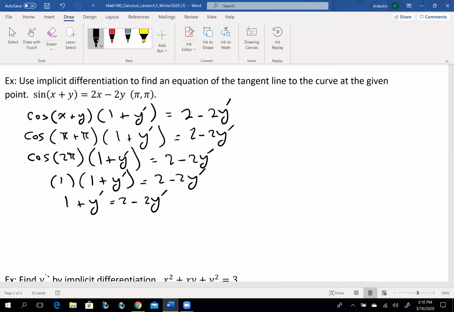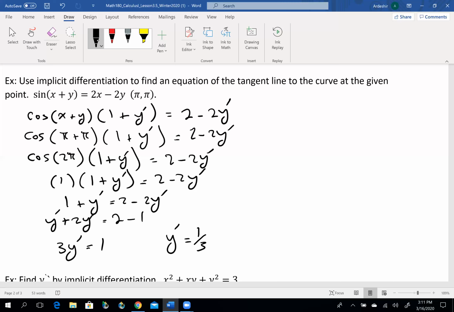And now I'm going to again bring all the y prime to the one side and isolate the y prime. So let's see what happens. So it's going to be y prime plus 2y prime equal to 2 minus 1. So 1y prime plus 2y prime is going to be 3y prime equal to 2 minus 1 is 1. And finally, divide both sides by 3. So y prime is going to be 1/3. So the slope of a tangent line is 1/3.